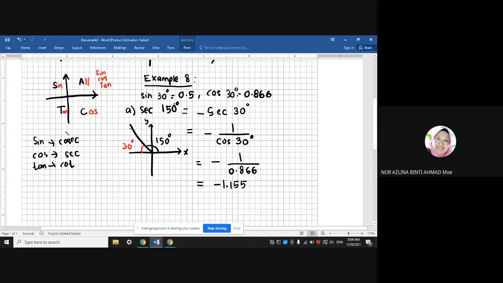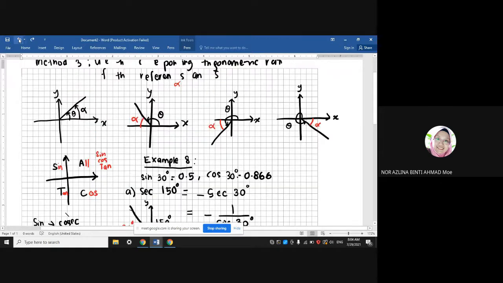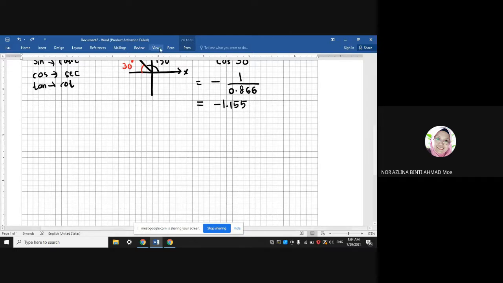Okay, I repeat. First, you need to know the quadrant of the angle, the position. Then you state the reference angle. Next, you determine the symbol, whether positive or negative. Then find the value. Okay, this is the step. First, you determine the position, then find the reference angle, then know the symbol. Determine the symbol, then find the value. Okay, next B.